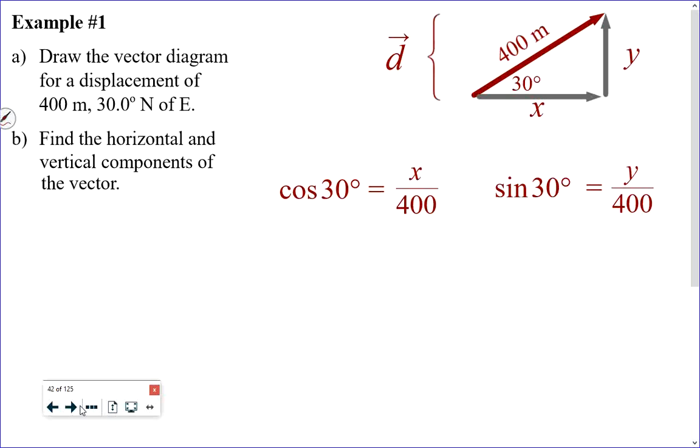Now, I want you to keep in mind something. I didn't put 400 meters. I'm just talking about the dimensions of this triangle. And I would like everybody to find, it doesn't really matter, we'll go to 2 decimal places, I guess. I don't care about significant figures here. I would like you to calculate both the horizontal and vertical components if you haven't done so already.